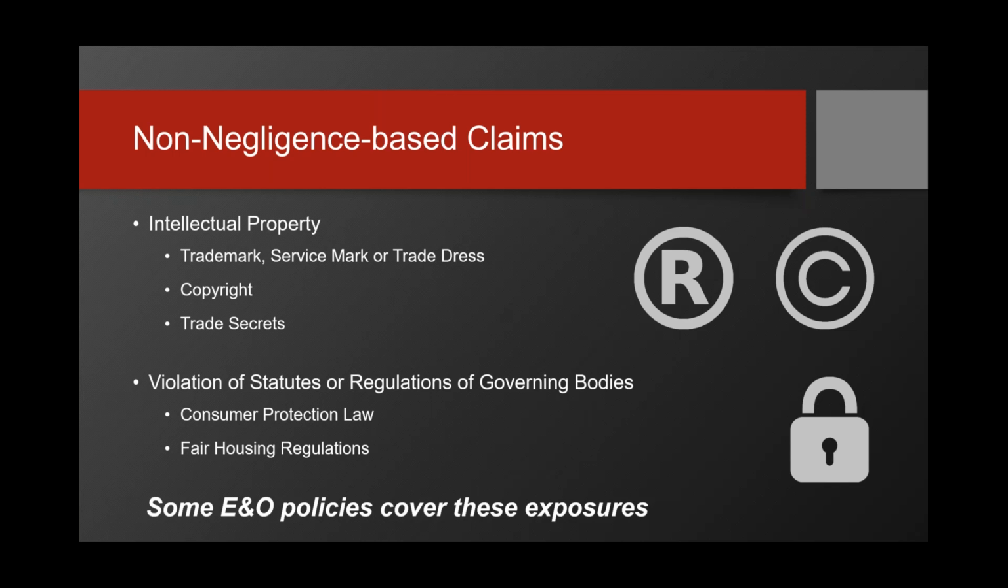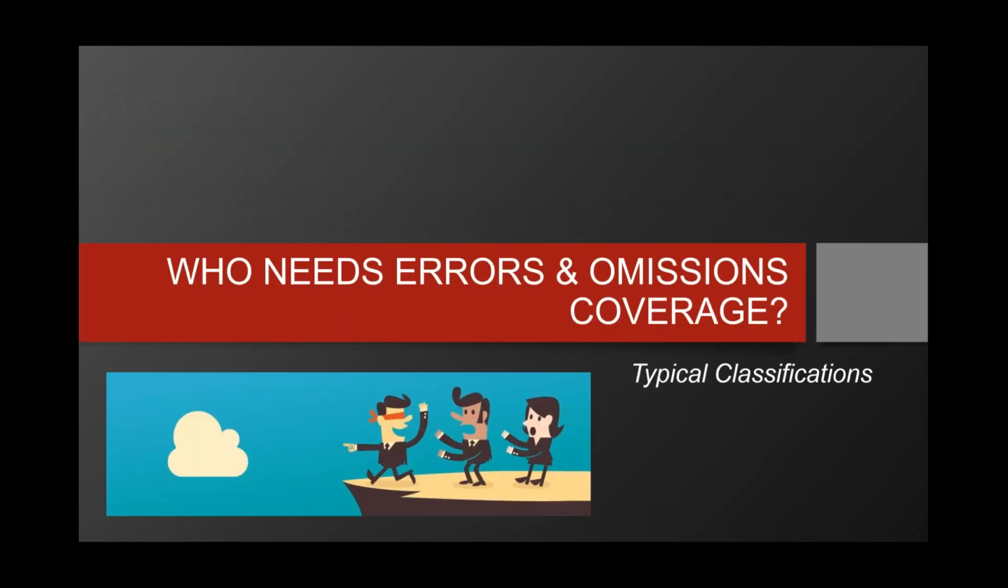This other one is violation of statutes and regulations of governing bodies. So you have consumer protection laws, whether that's TCPA, the Telephone Consumer Protection Act, or fair housing regulations, more for property managers. You want to make sure that if you have certain exposures, there are buybacks within the E&O policy. Most carriers will offer it as an extension if they're willing to cover a certain class. So for a property manager, they should be giving you things about fair housing. Consumer protection law, it depends on the classification. It depends on if the carrier is willing to give you that additional coverage. All right, so who needs E&O?